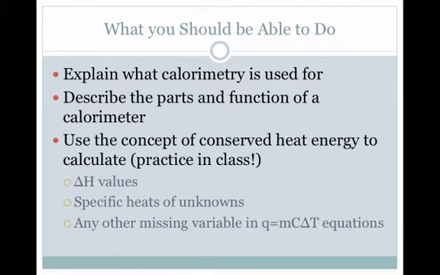And finally, you should use the idea of conserved heat, the fact that the amount of heat coming out of one reaction must be the same as the heat going into the other reaction, to allow us to calculate a bunch of different values. For example, we talked about how we can use the chemical version to figure out delta H of unknowns. We can use the physical version to calculate the specific heat of unknowns. And then depending on the situation we're in, if it's just a regular old class question, we can really solve for any of the missing variables in this equation based on other calorimetry data that's provided for us.